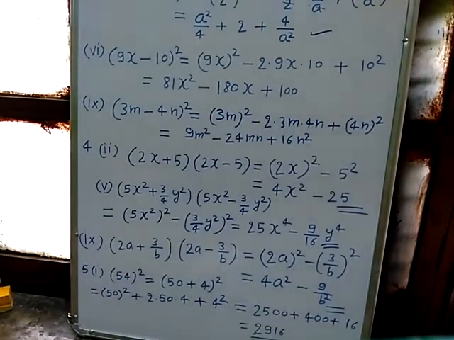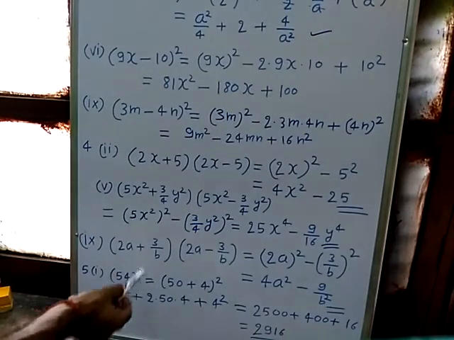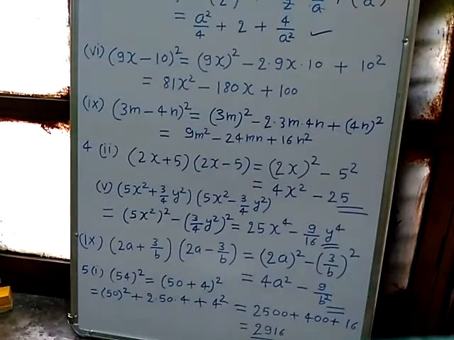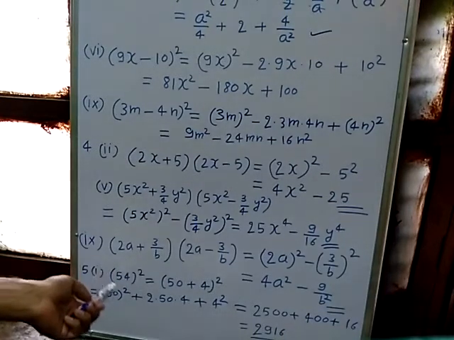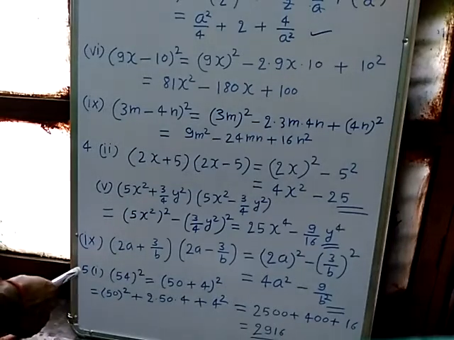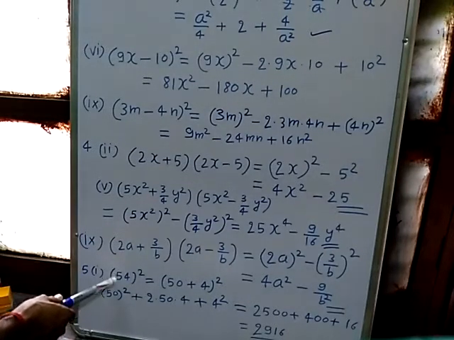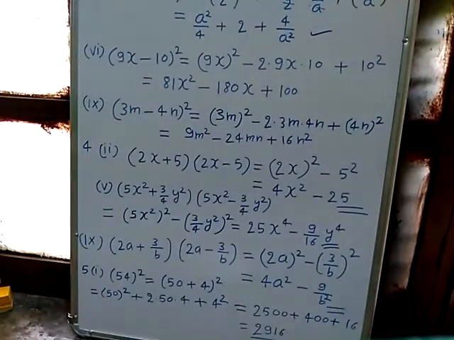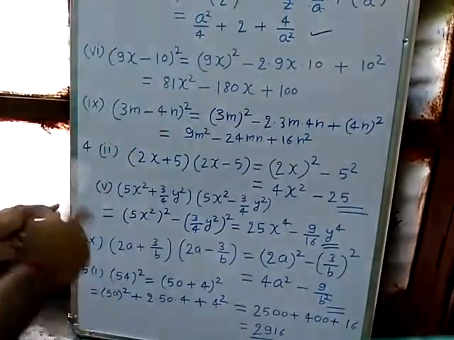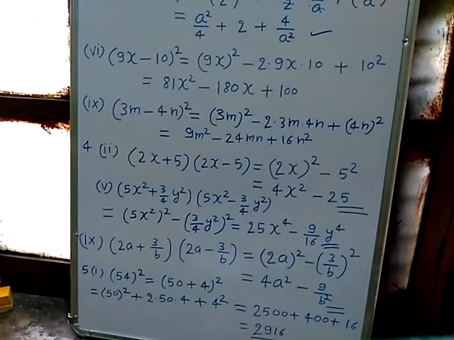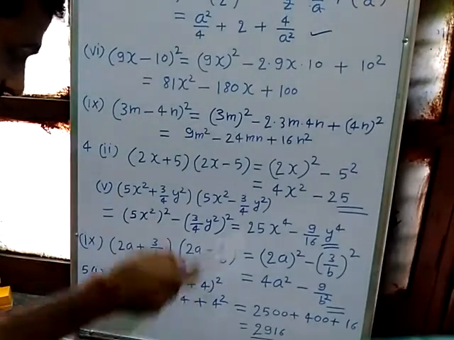Next, question number 5, its first part. It is given that using the formula of squaring a binomial, evaluate 54 whole square. All parts of question number 5 you need to do using the formula of binomial. Find out the value of 54 square. One method is to multiply 54 into 54, but here we need to use the identity. If you solve it directly, you will not get the marks. So you need to apply this process only.